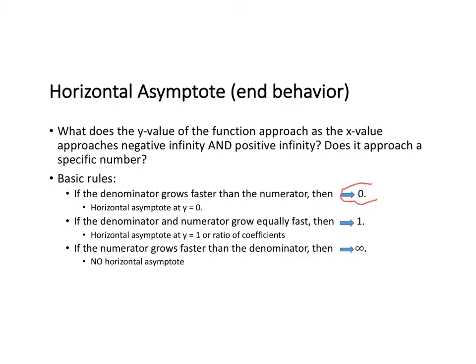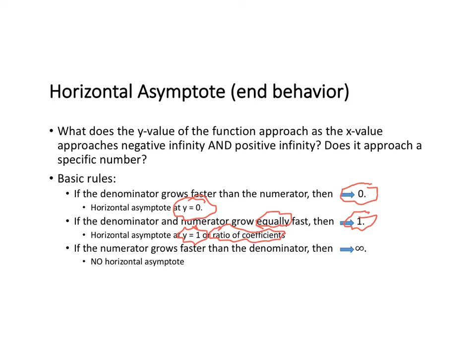That means you're approaching 0. That means you have a horizontal asymptote at y equals 0, all right? Now, if the denominator and numerator grow equally fast, then obviously you're approaching 1, and you have a horizontal asymptote at y equals 1. Now, if you happen to have coefficients in front of the x values, then it will equal the ratio of the coefficients. And you'll see what I mean in a second when I give you an example.